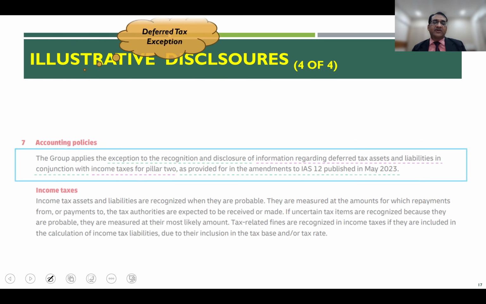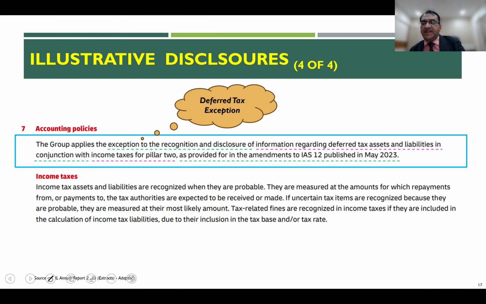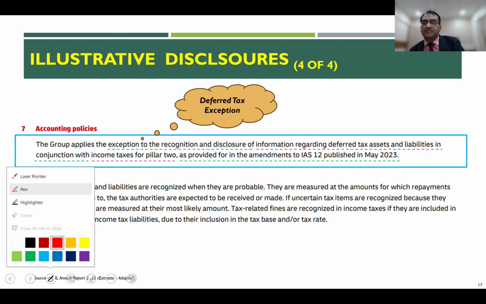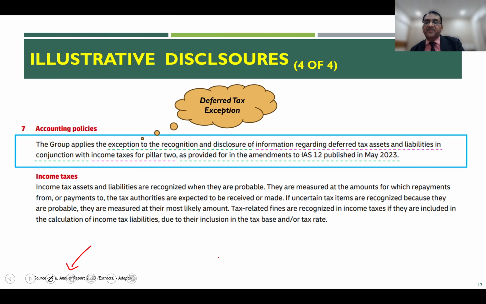Look at the last disclosure, or the sample disclosure. Again, this has been taken from DHL's balance sheet. If you see here, this is on deferred tax exception. It says the group has applied the exception to the recognition and disclosure of information regarding deferred tax assets and liabilities in conjunction with income tax for Pillar 2 as provided in the amendment to IAS 12. So that's how you give the disclosures in the financial statements.